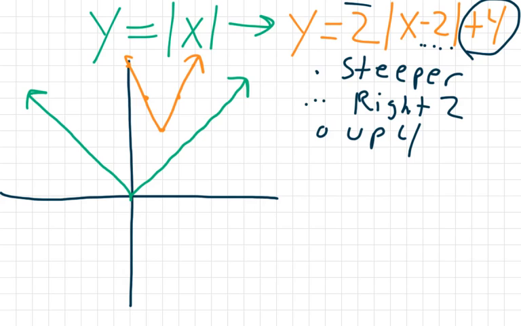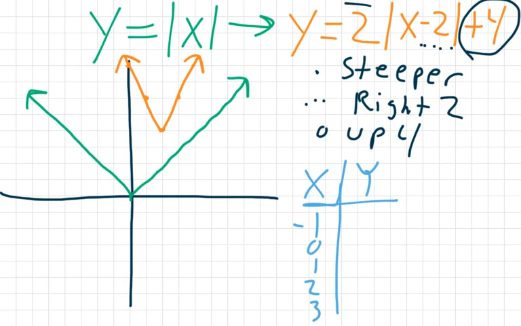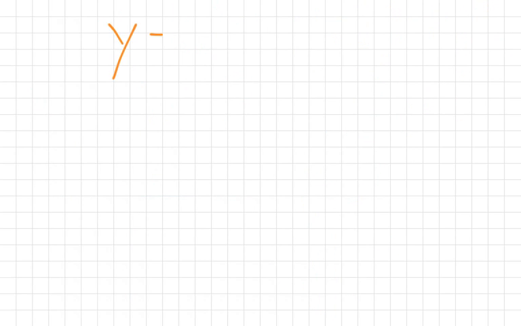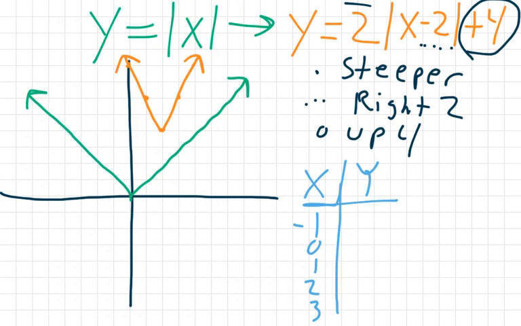I didn't do any hard calculations. I just knew that it would move differently based on the changes that were made to it right here. You could have also made an XY table if you really wanted to. I'd probably go -1, 0, 1, 2, 3 or something like that and just see where it goes, and fill in those points right here. You could always make a table. Or better yet, y equals 2 times the absolute value of x minus 2 plus 4.